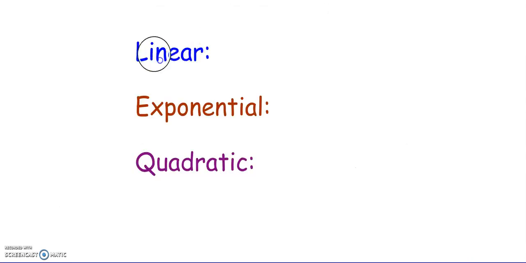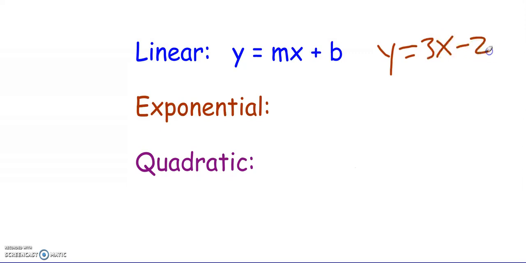Alright, so do you remember that linear functions are always in the form of y equals mx plus b? You get some type of equation like this: y equals 3x minus 2. And remember, we could graph this because this would be the y-intercept, and this is your slope, your rise over run. So the m and the b are going to be numbers, and the x is your input, the y is your output.